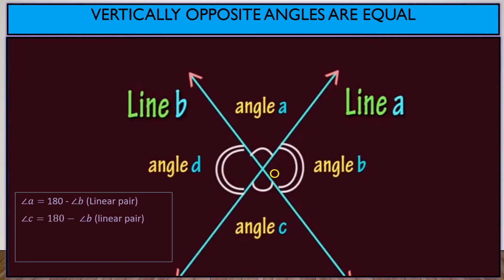Similarly, angle C is equal to 180 minus angle B, since angle B and C form a linear pair. Therefore, angle A is equal to angle C, and similarly we can prove that angle B is equal to angle D.